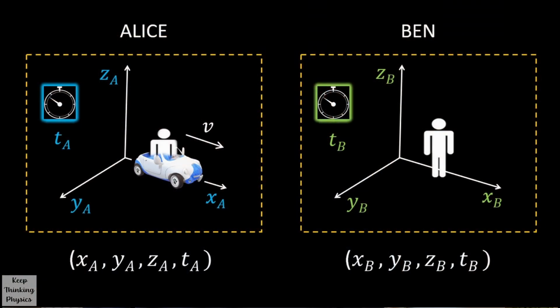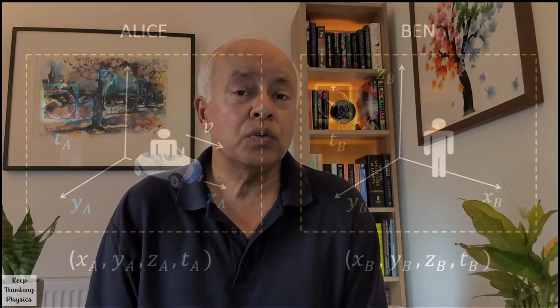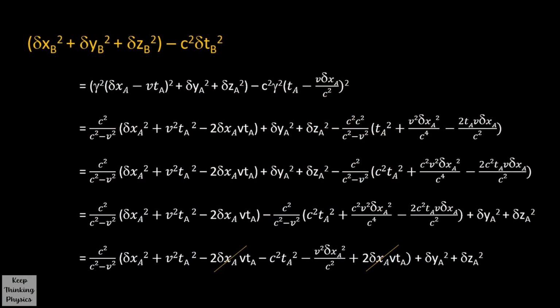To keep things as simple as we can, we will just take the case we saw earlier, that of Alice moving only in the x direction with respect to Ben. We could do the following calculations if Alice was moving in all three dimensions of space with respect to Ben, but it would get unnecessarily complicated. So we will just show the case of motion in x. We won't go through this proof in detail, but feel free to pause the video if you want to examine the steps for yourself.